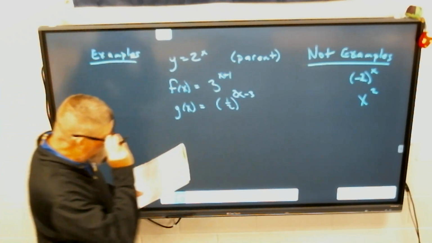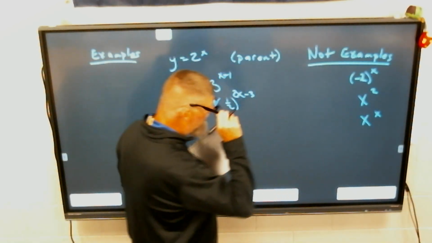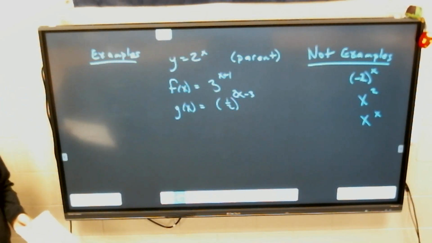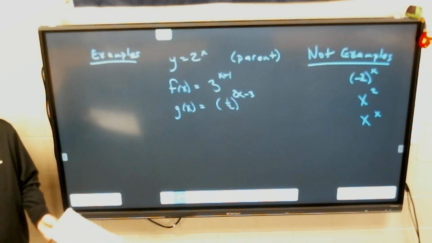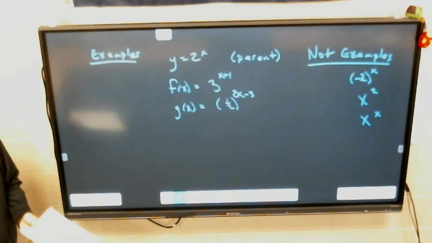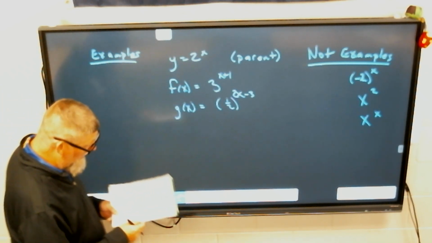Or here's one that's kind of weird: x to the x power. That's also not an exponential. The exponent is a variable, but the base can't be. The base has to be a constant. Okay? So just some examples. We will need calculators.